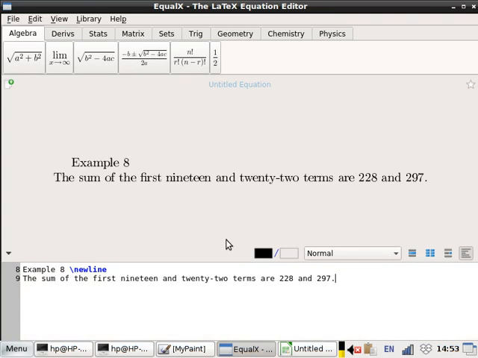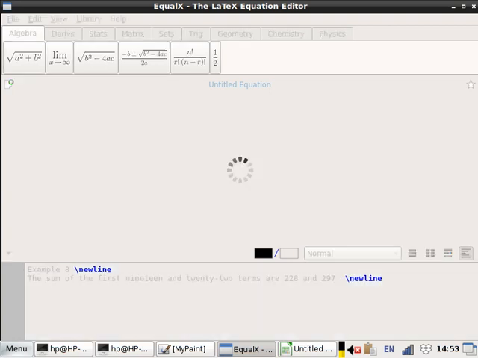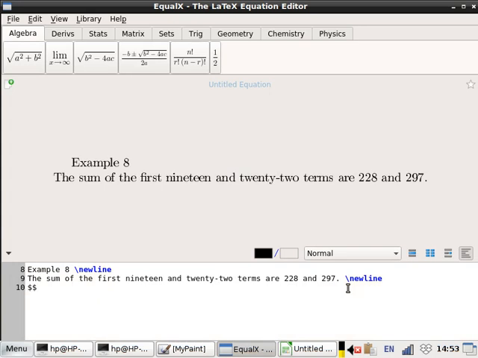So you can probably guess what I'm going to ask here. I'm going to ask for the a and the d. So I tell you, if you add up the first 19 numbers, you get 228. If you add up the first 22 numbers, you get 297. What's the a and what's the d? Okay, so what should I do first here? Yeah, put it into the formula. So let's have a look. Good, yeah, okay, let's write it down.